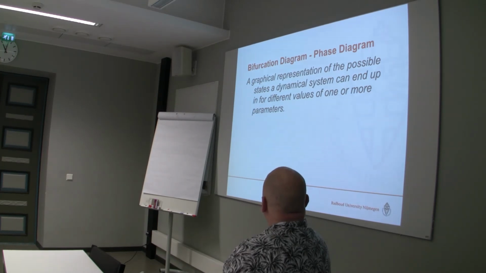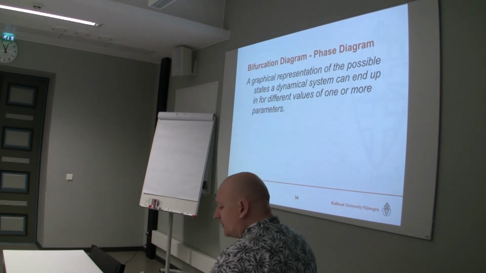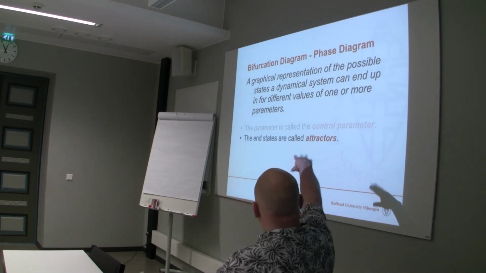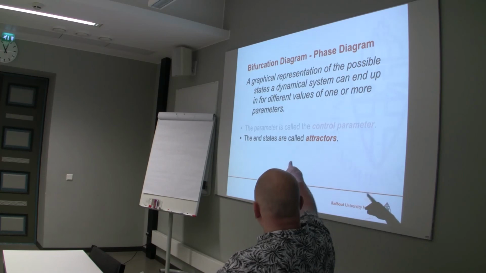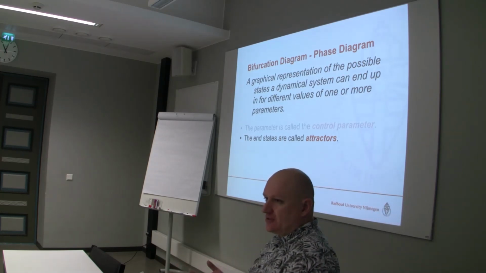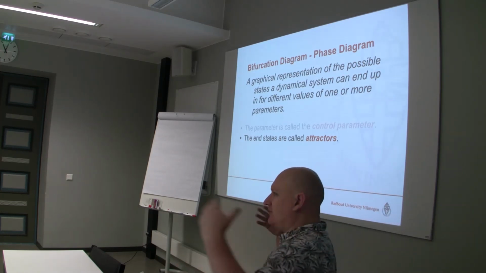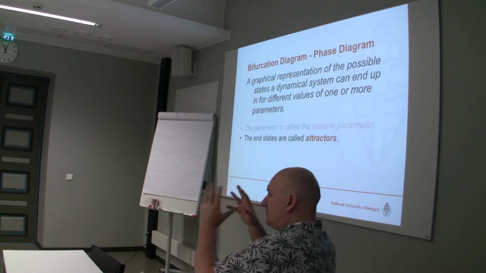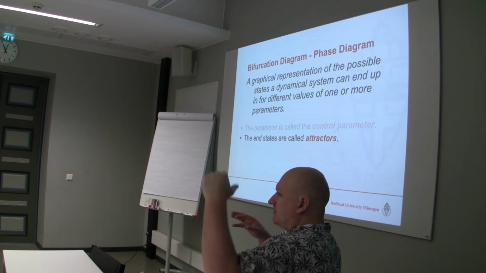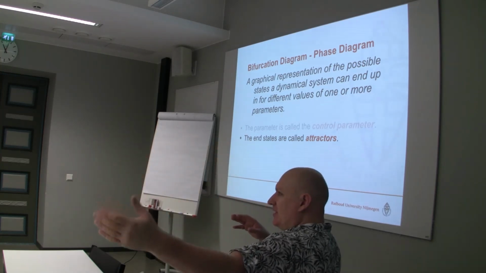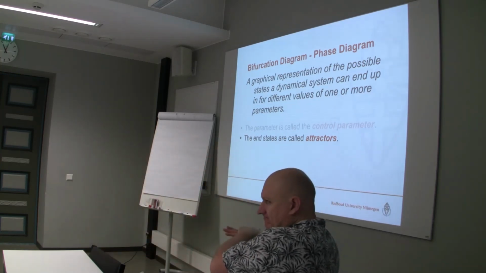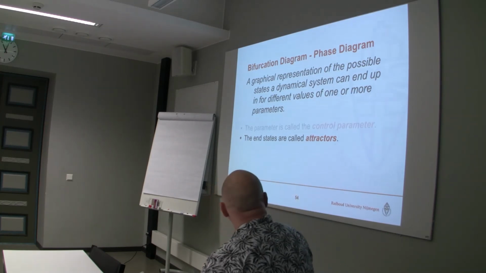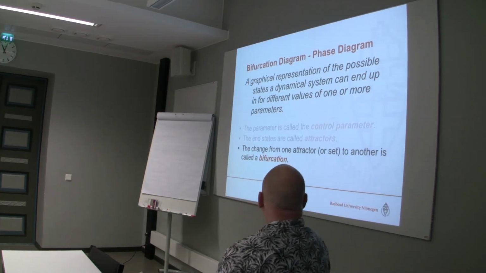So what is the system doing for different values of the control parameter? This is just to remind you that the parameter is called the control parameter. So the end states we would call attractor states. Right? This is where the system is attracted to. And it means that if you have a specific parameter setting, it doesn't really matter what initial value you have. You will always end up in this attractor state that is given by the control parameter.